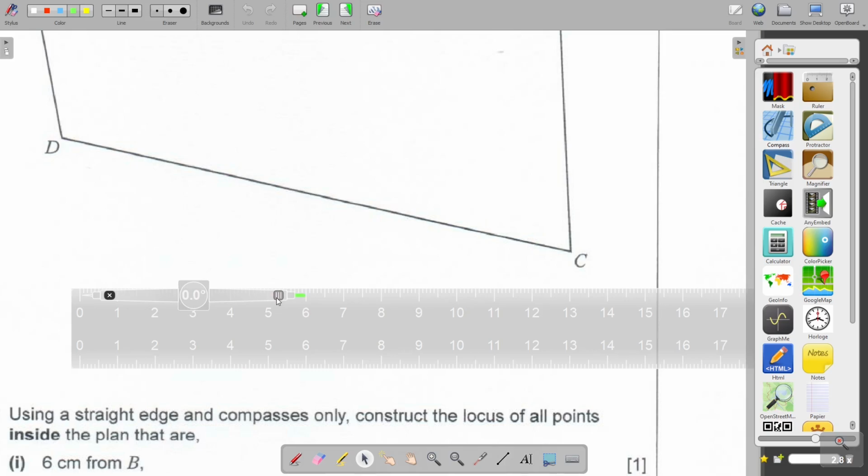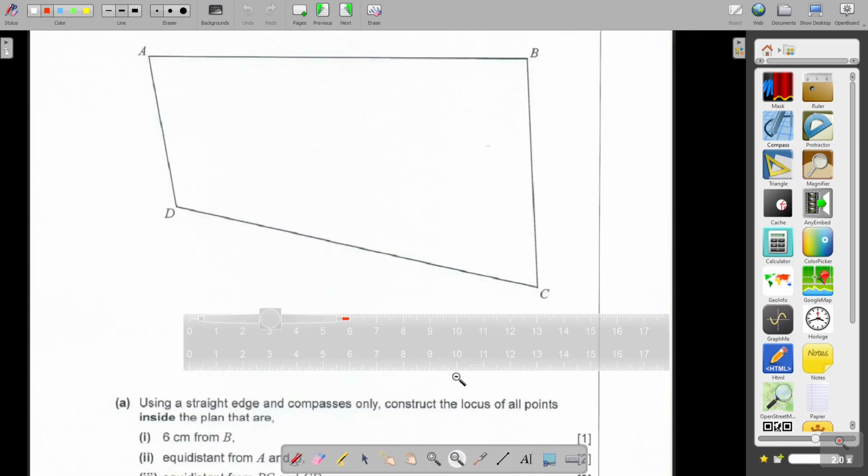I'm going to make my constructions in red. It's from B, so it's a circle. I'm going to take my compass and move it to B. I put it there, then turn it to that position. Make sure that you don't leave a space, that you're really cutting. I'm just checking to see if it's on B. Yes, it's on B. Now I'm going to draw that.